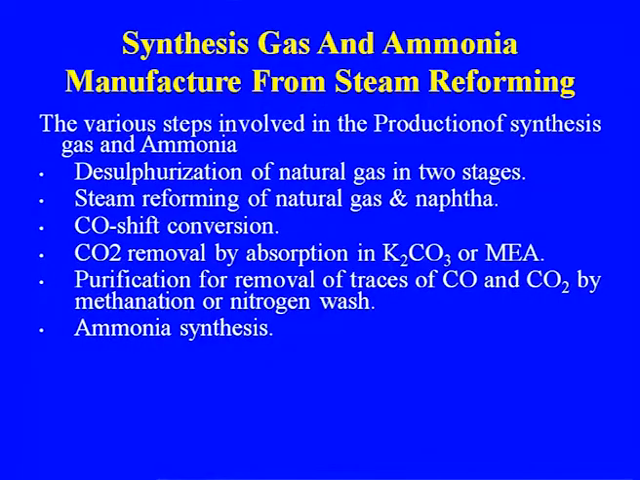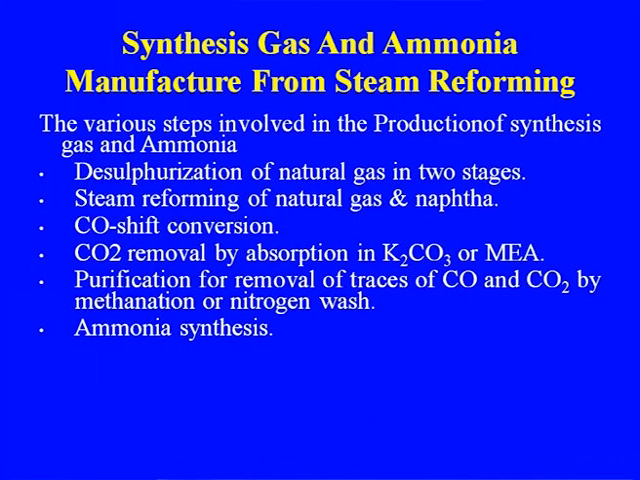Synthesis gas and ammonia are manufactured by steam reforming or partial oxidation, whichever process you are using, depending upon the feedstock. The various steps involved in the production of synthesis gas are desulfurization of the natural gas or naphtha, and even in case of partial oxidation the gas has to be desulfurized before it goes to the subsequent stage. So, for steam reforming of natural gas and naphtha, desulfurization has to be done, because a 5 ppm level of sulfur is required.